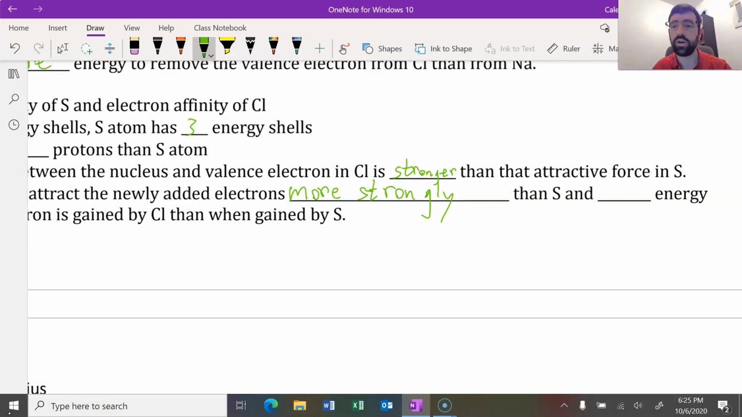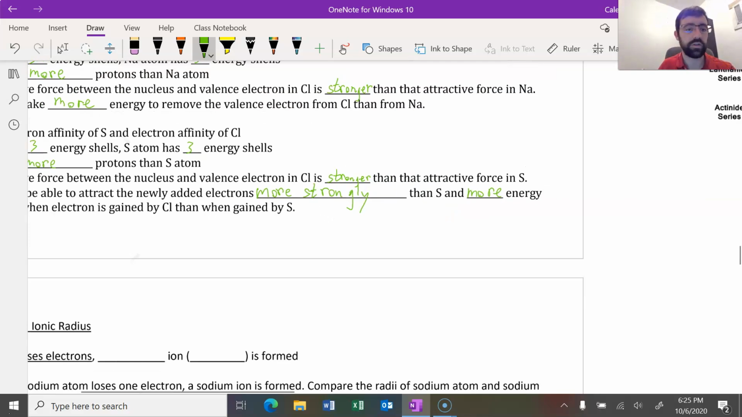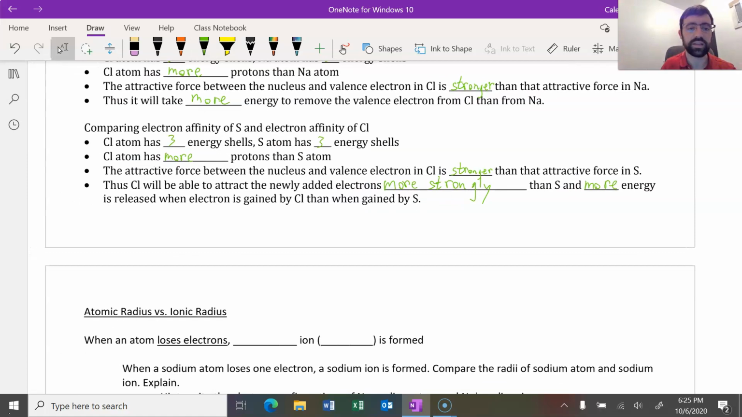and more energy is released when the electron is gained by the chlorine atom than when it's gained by the sulfur atom. And that's the definition, as you know, of electron affinity. It's the amount of energy released when an electron is added to an atom.